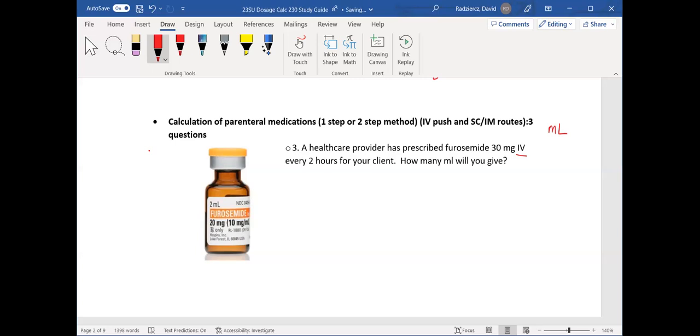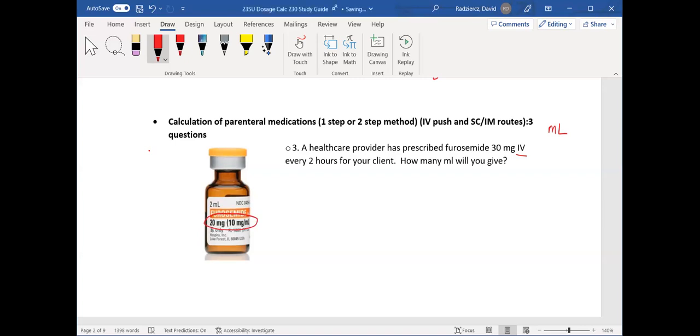And in this particular question, at least these types of questions, they're not talking about flow rates. Sometimes it'll tell you a healthcare provider has prescribed furosemide, 30 milligrams every 2 hours. And then we have to look at the label to see what to do with that information.